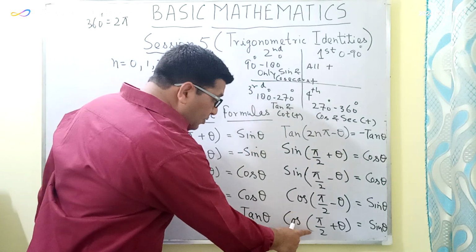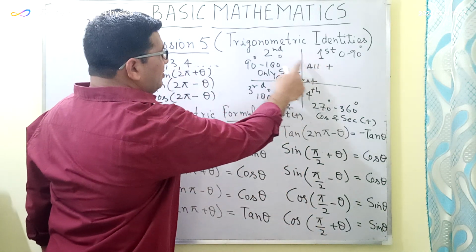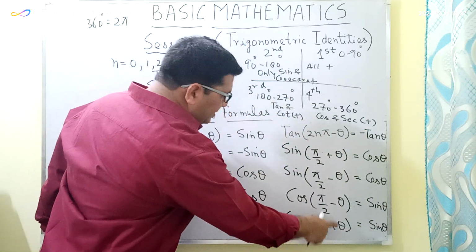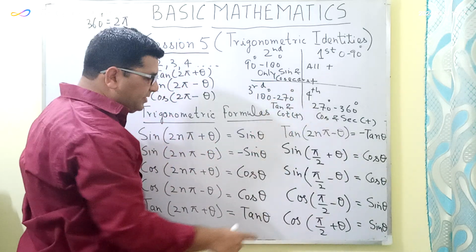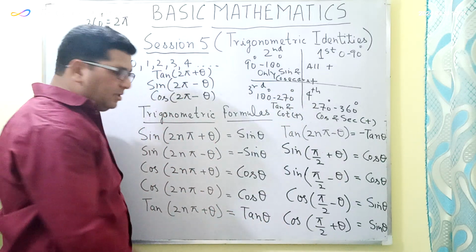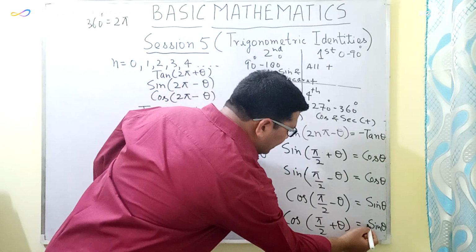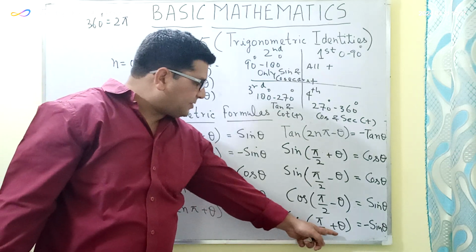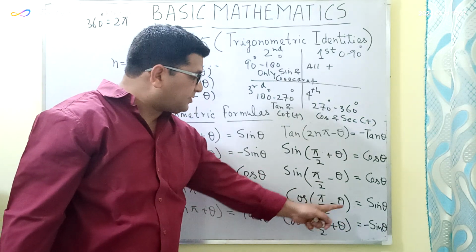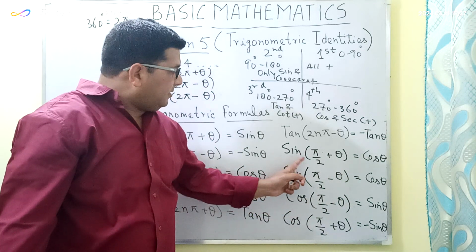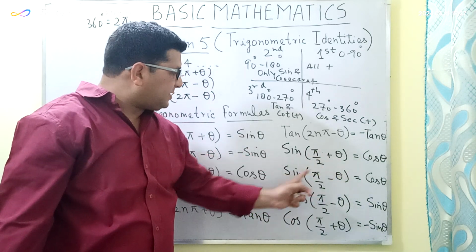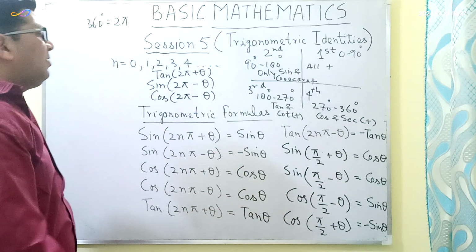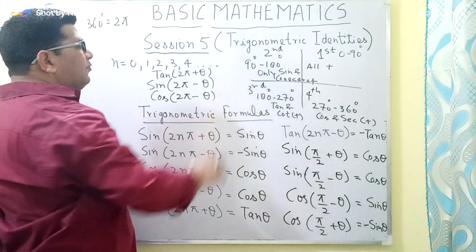Okay? Now π/2 plus θ: π/2 is the first quadrant, and plus θ means I am moving into the second quadrant. In the second quadrant, only sine and cosec are positive, cos and sec are negative. So here I will be getting the value as minus sin θ. So cos(π/2 + θ) will be equal to minus sin θ, but cos(π/2 − θ) will be equal to sin θ. Sin(π/2 + θ) will be equal to cos θ, and sin(π/2 − θ) will also be equal to cos θ. So this is how you have to interpret these four quadrants.